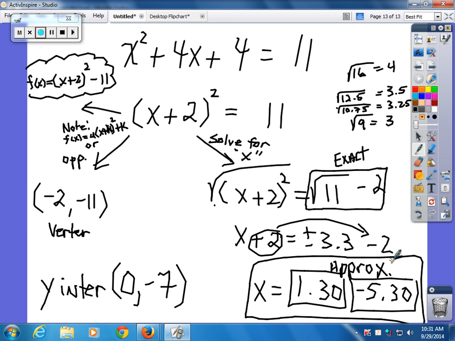Because no matter what class you're in, you're going to be asked to do both, whether it's in calculus or college algebra. Now, let's draw this thing.